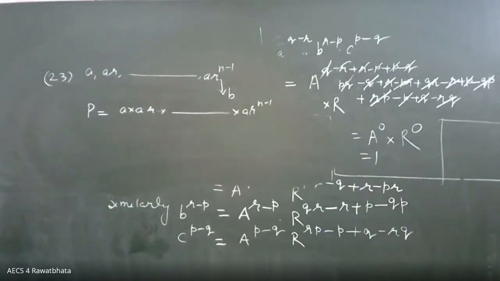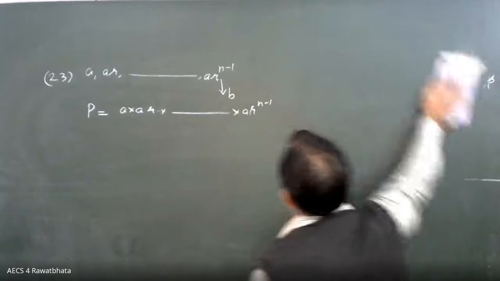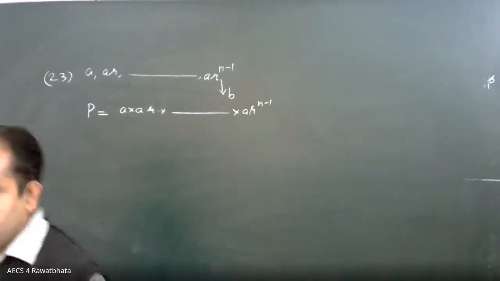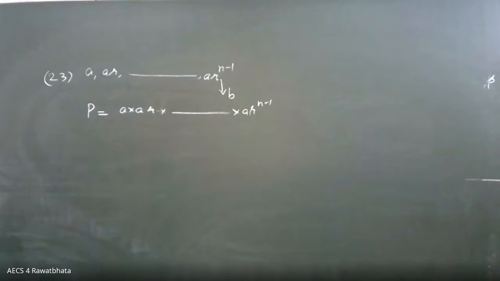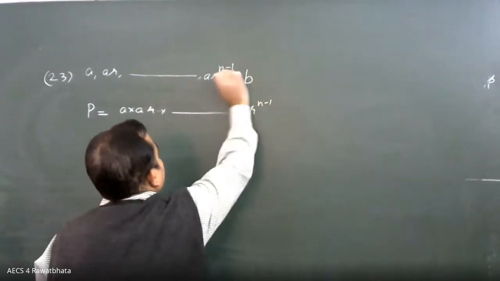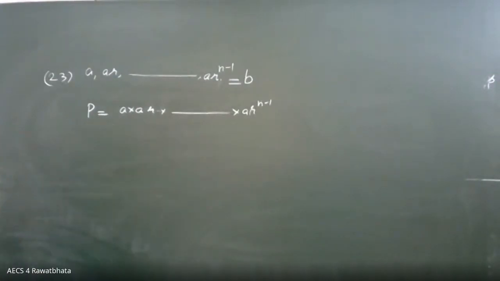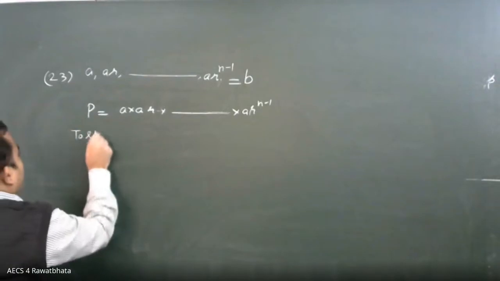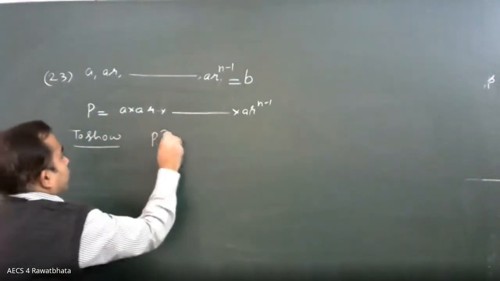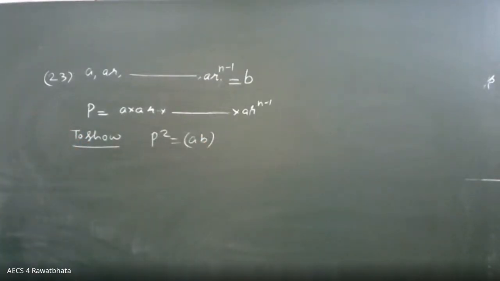So this information is given that there is a GP, students, and in the GP, the first term is given as A, and the nth term is given as B. This is given, and capital P is the product of all these n terms. Then to show what? P square is equal to AB whole to the power n. This we have to prove.